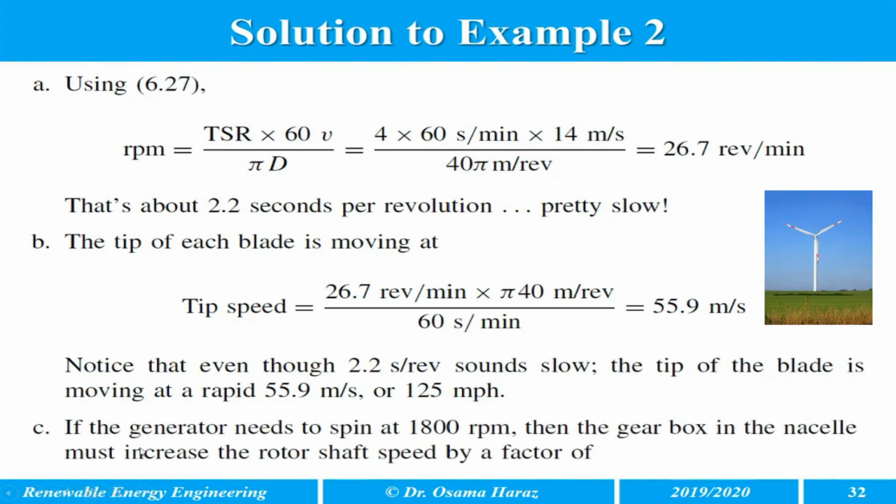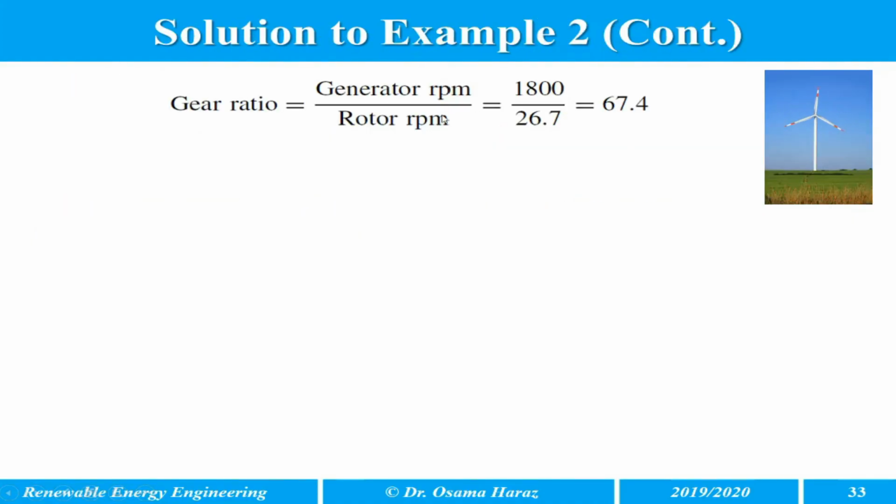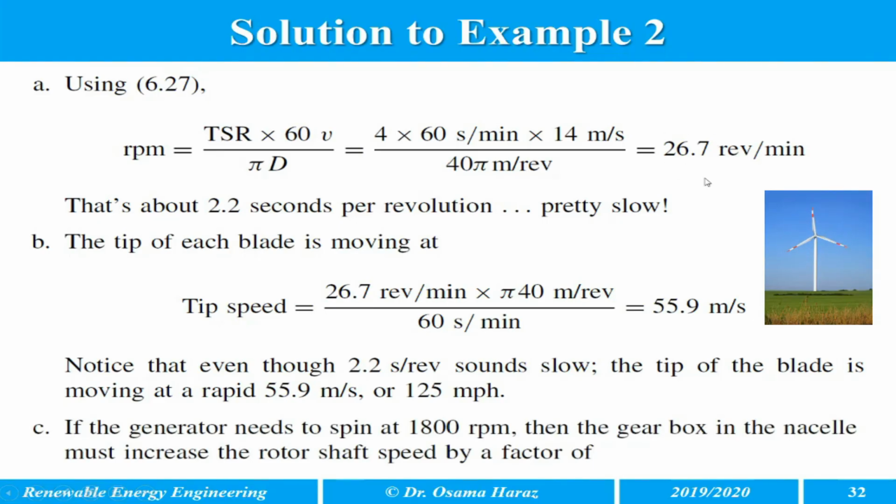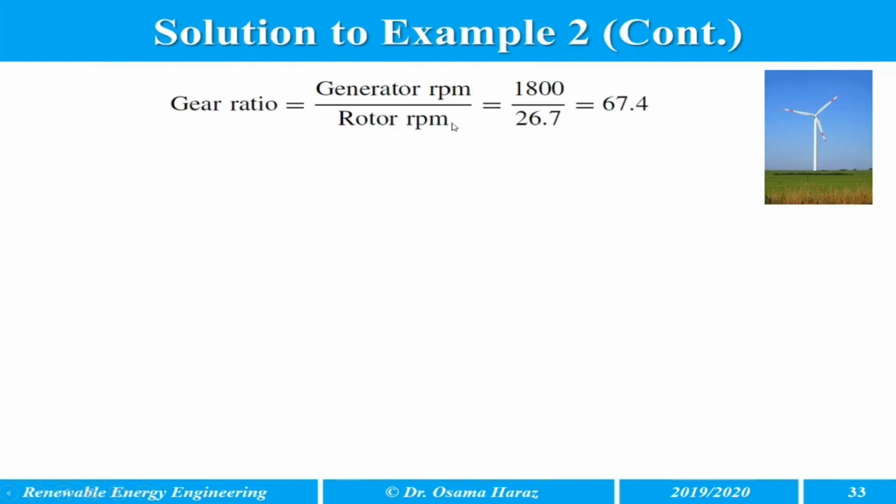If the generator needs to spin at 1800 RPM, then a gearbox is needed, and the nacelle must increase the rotor shaft speed by a factor of, so you have 1800 RPM, and the rotor RPM from part A is 26.7. So the gear ratio becomes 1800 over 26.7, and you get 67.4. This is the gear ratio.